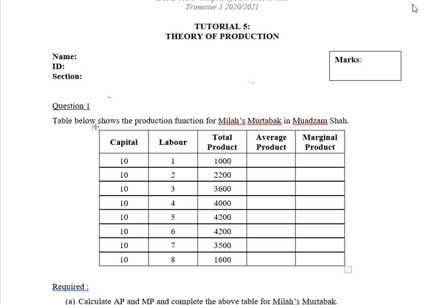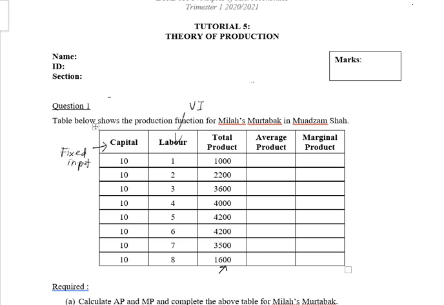Why? Because we have the first input, which is capital. Capital in this case is considered a fixed input, because the number remains the same regardless of the production. So you have different production, but the number of capital is the same. Then you have labor, which is the variable input, because the number keeps changing when the number of production is changing. So you have two different types of input here, fixed and variable input.